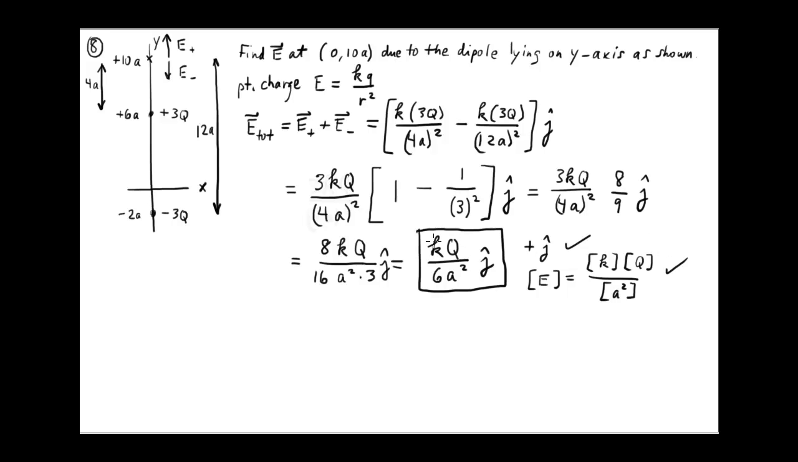So that's how to do simple calculations of the electric field produced by a dipole. You just treat the two individual charges like point charges, add them up, and you're all set.